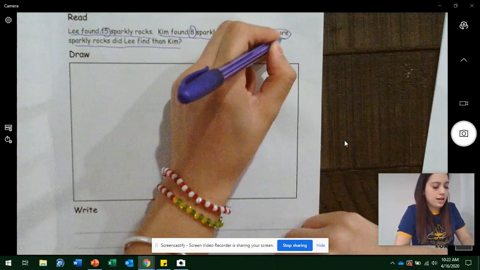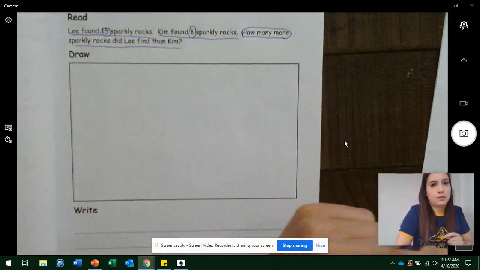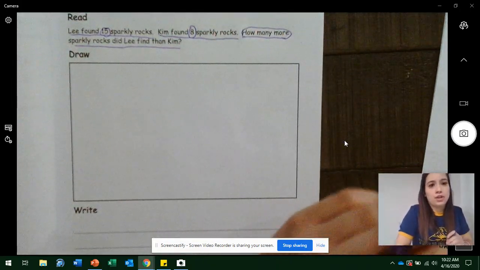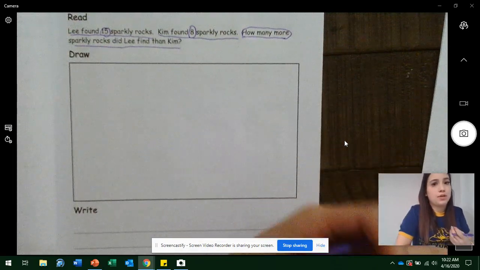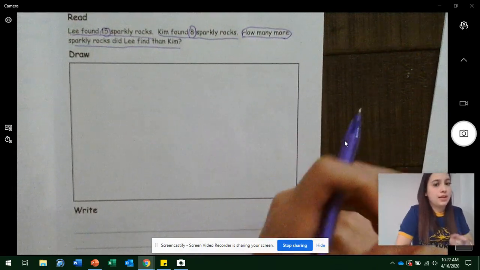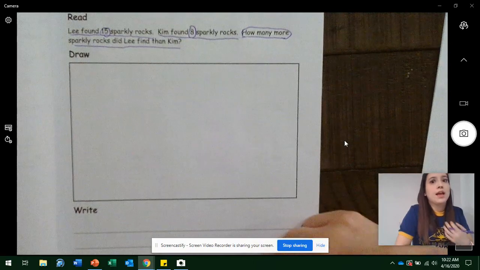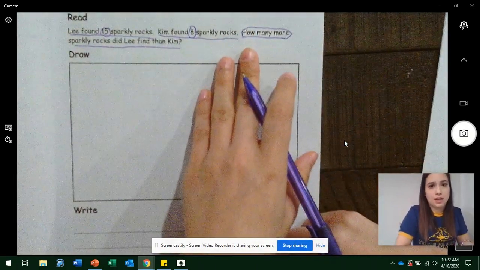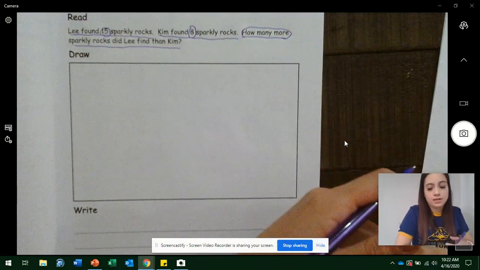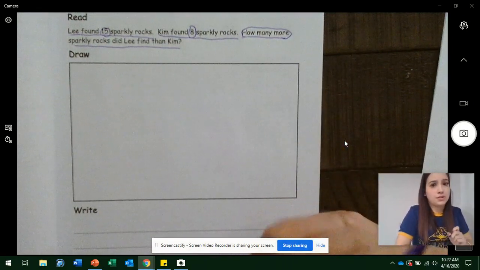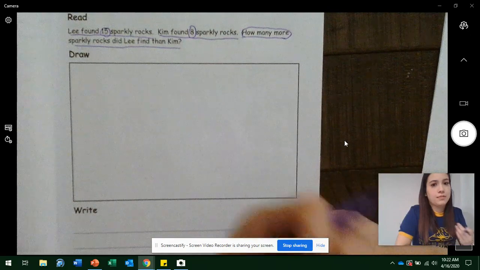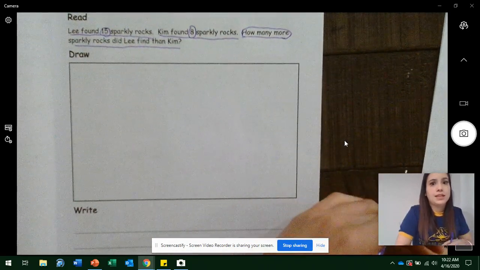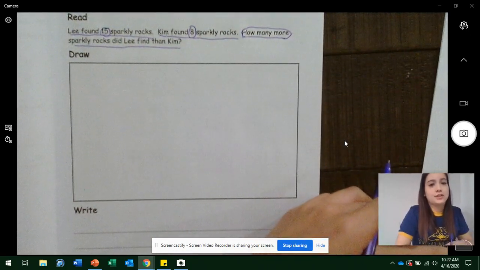Keyword right here. Very important keyword because it says how many more. So when we hear that, that means we are going to compare, because that's what we've been doing for most of our problems of the day. We're comparing, right? So if we compare, are we going to add or subtract? Get ready. Yes, subtract, which is minus.